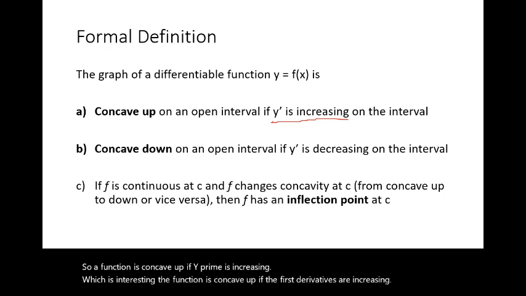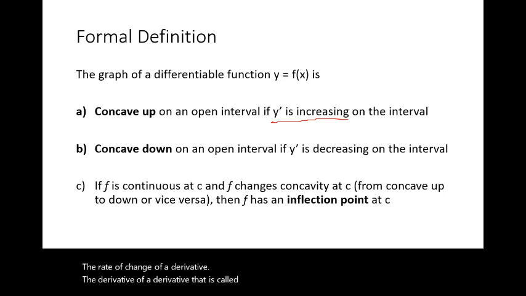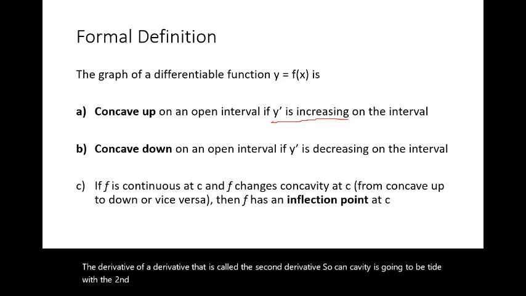The rate of change of a derivative, the derivative of a derivative, that is called the second derivative. So concavity is going to be tied with the second derivative. The second derivative tells us all about the concavity of a function. So then a function is concave down if y prime is decreasing.